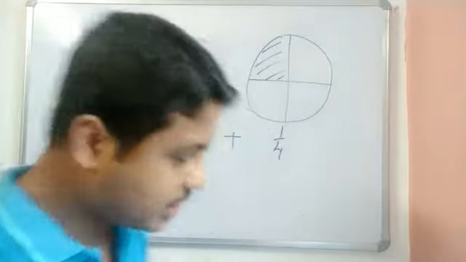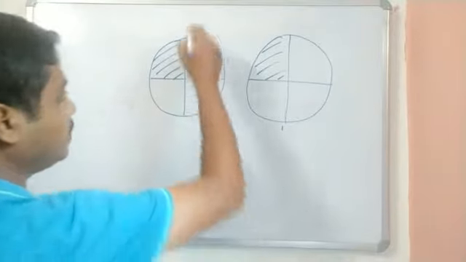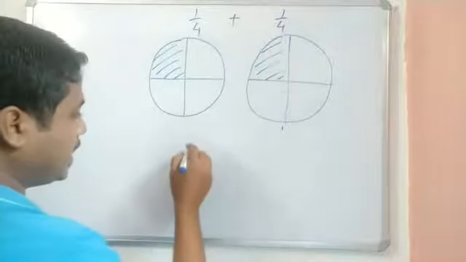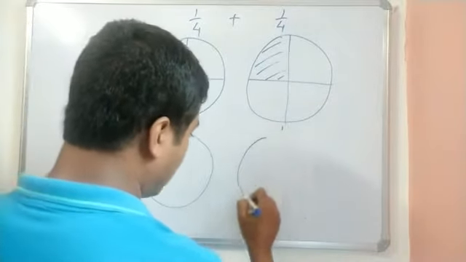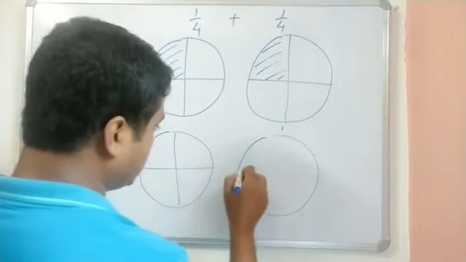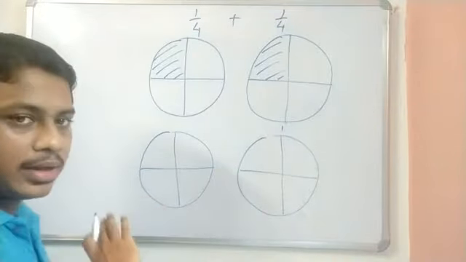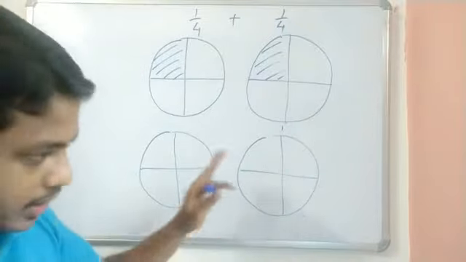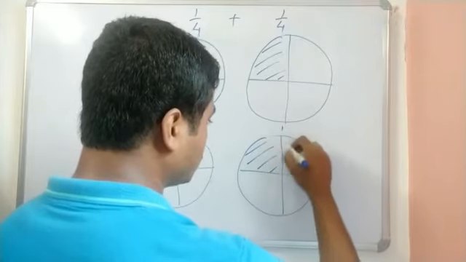Now if I go to the second example, again I'll write the value here, 1 by 4 plus 1 by 4. Suppose I again take a circle, this is one circle, this is another circle, and a circle is divided into 4 parts. This is also 4 parts. In this whole circle I have not shaded any part. This is fully empty. In this circle, I have shaded 2 portions.